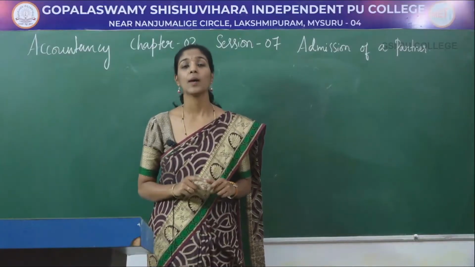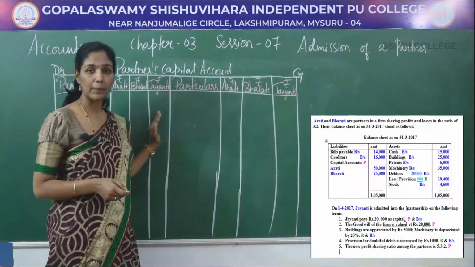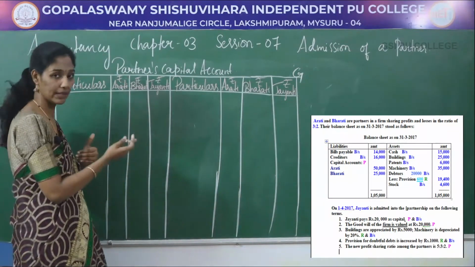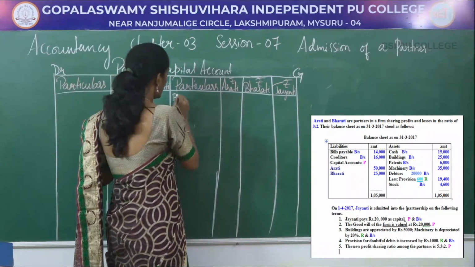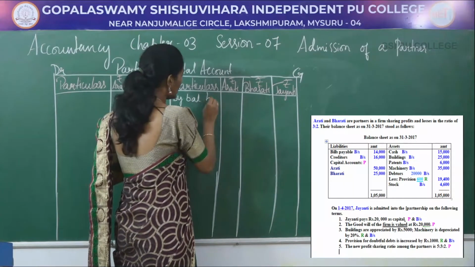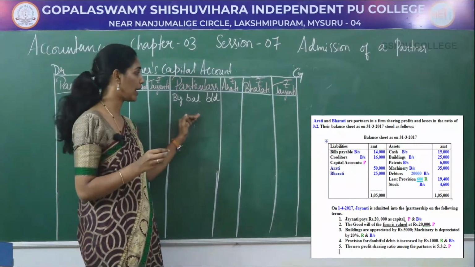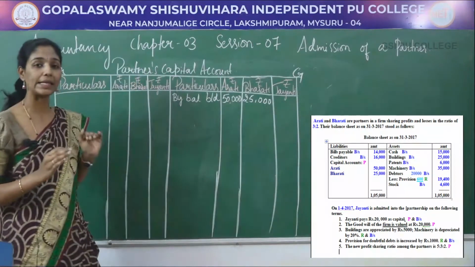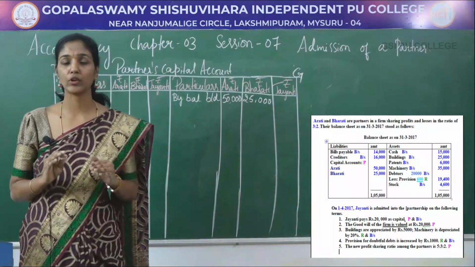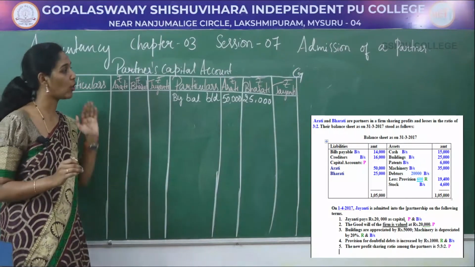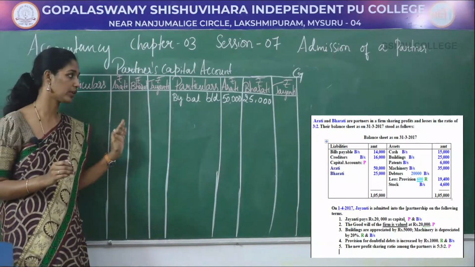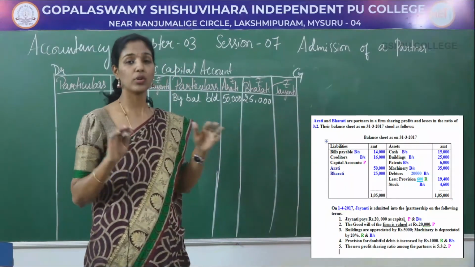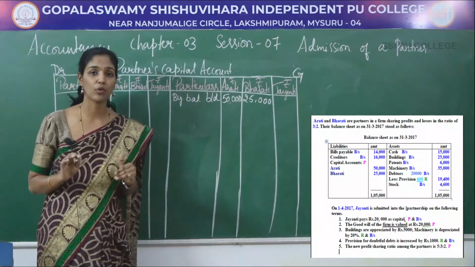So now let's prepare partners' capital account. In partners' capital account, first we have to record the capitals of the partners on the credit side. By balance brought down. What is the capital amount of Arati? 50,000, and Bharati 25,000. Next, is there any reserve fund or profit and loss account in your balance sheet? Then it should be recorded on the credit side of the partners' capital account. In case it is given on the liability side of the balance sheet, then it should be recorded on the credit side. So in your present problem, there is no reserve fund or profit and loss account.